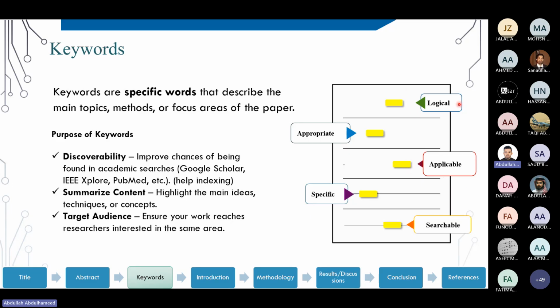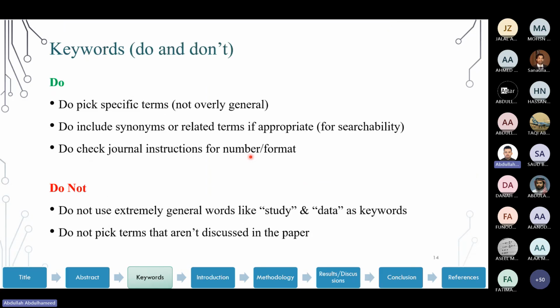Logical means also maybe do not exaggerate or choose something that is not relevant. So please make it logical to your article or to your research. And of course, searchable, that can be easily indexed in the search engine and also in scientific databases like Scopus and Web of Science. These are the things about the keywords.